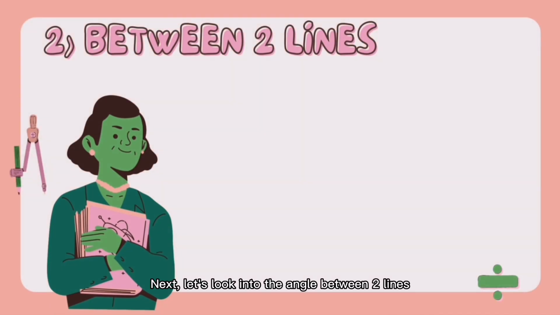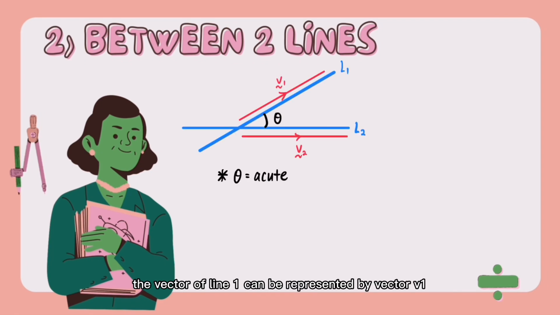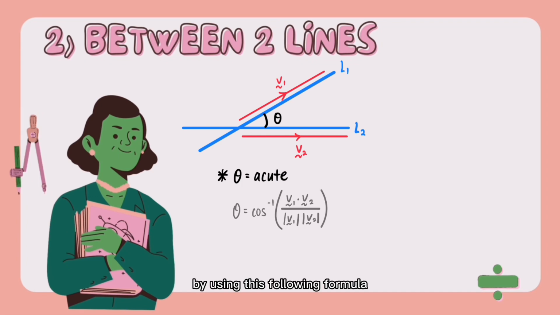Next, let's look into the angle between two lines. The angle between two lines will always be an acute angle. The vector of line 1 can be represented by vector V1 and the vector of line 2 can be represented by vector V2. This angle can be calculated by using the following formula.